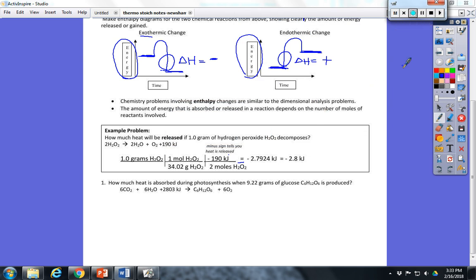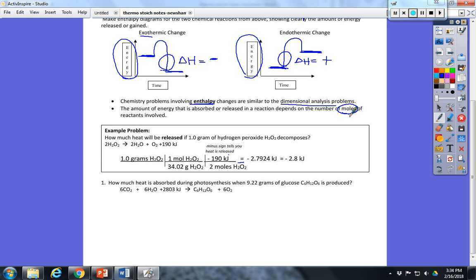Hey kids, this is video 2 of thermochemical equations, and this time we're now going to add some math into the mix. And if you read the statement, chemistry problems involving enthalpy look very similar to our dimensional analysis questions. And we've done that. We did that in the unit of the atom, and we did that in the unit with bonding. And something new is this idea of moles, and we've talked about moles.